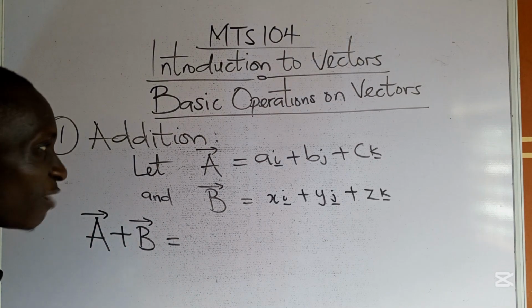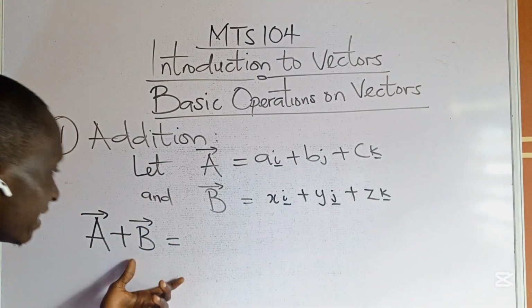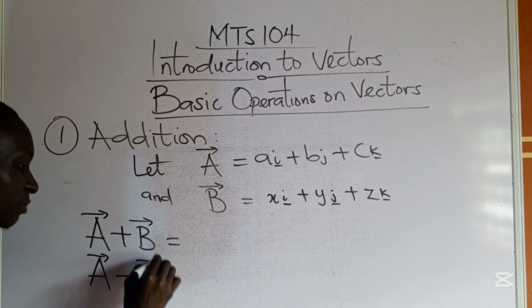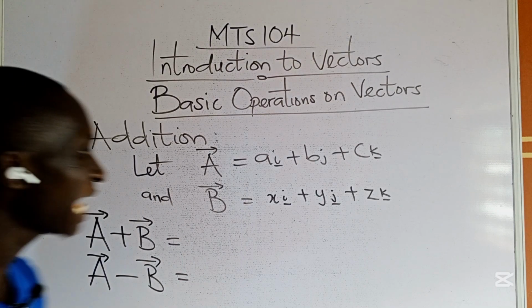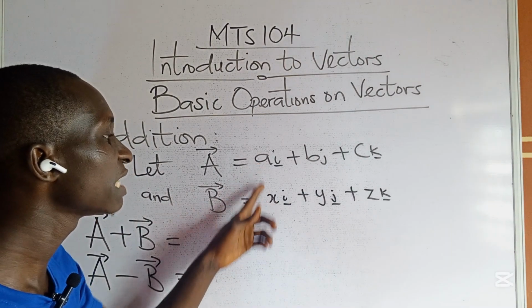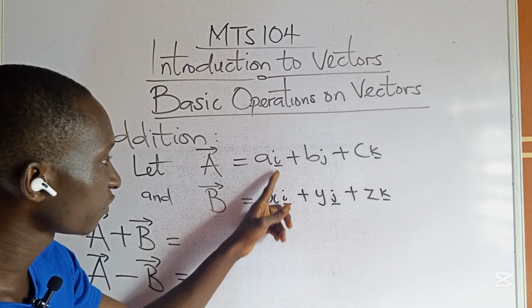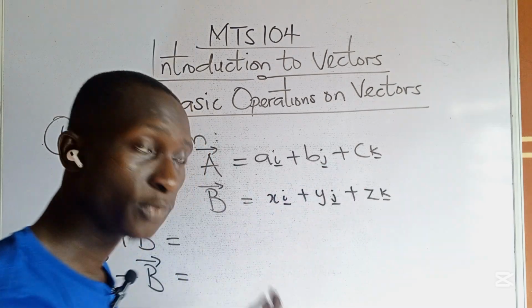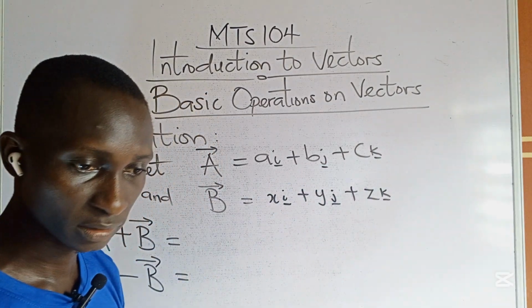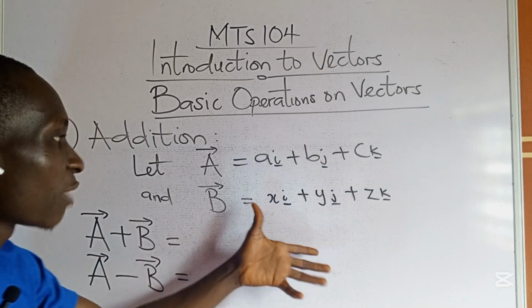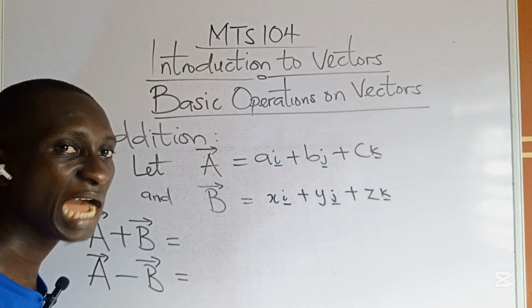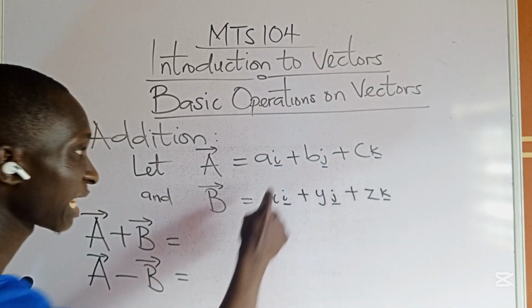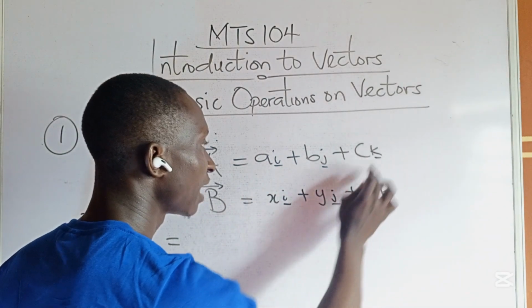Now, the simple thing you have to do is that when you want to add or subtract vectors, are you with me? When you want to add or subtract vectors, you add vectors having the same component. Don't forget i represents the x, j represents the y, and k represents the z component. That implies that if I'm to add this, I will add those that have the same component together. Are you with me? That is, I add i with i, j with j, and k with k.